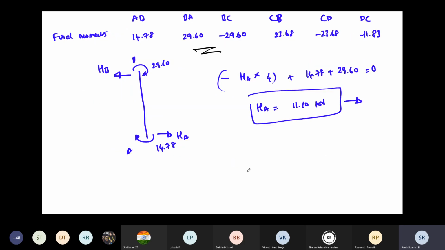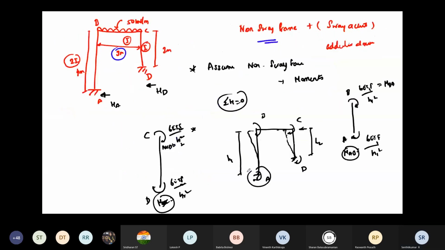So what we have done in this class is, if there are sway frames, first you have to assume it as a non-sway frame and find the moment. Due to the moment, you have to find the horizontal reaction developing at the support. If sigma H equals 0, it is a non-sway frame. But if it won't come 0, it is a sway frame. For that unbalanced reaction, we have to find what moments it is going to develop. That is our answer.